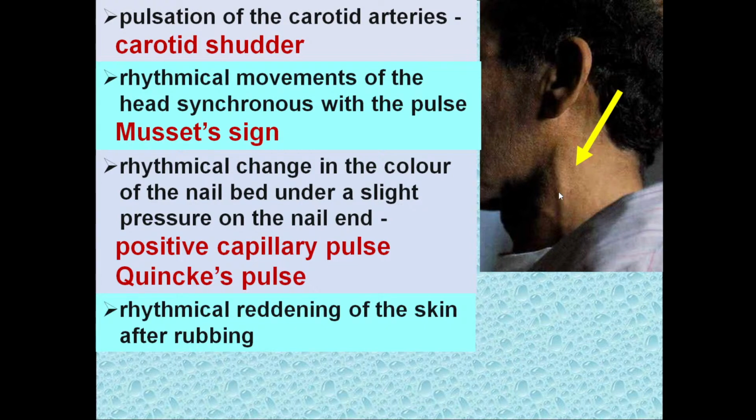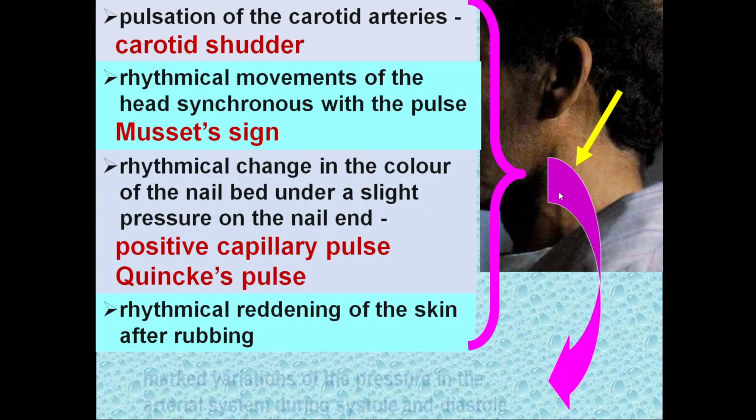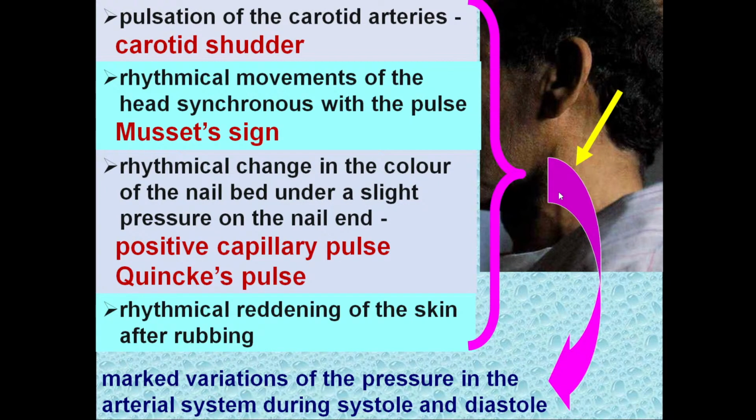Also, the same mechanism as positive capillary pulse, Musset's sign, and carotid shudder. All these symptoms appear due to variation of the pressure in the arterial system: high during systolic and low during diastolic, because vessels overfill with blood during the systolic period and empty during the diastolic period.